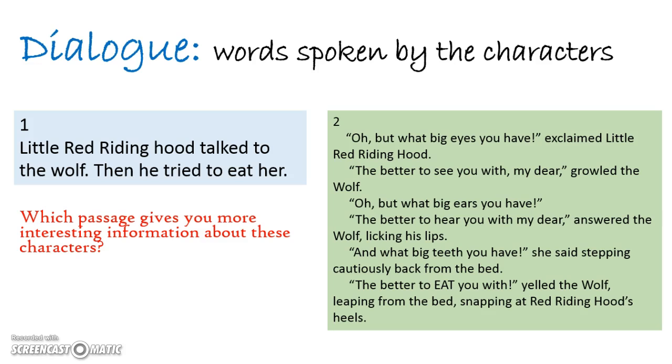Our first type of indirect characterization is the dialogue. These are the words spoken by the characters. So go ahead and read these 2 different passages and then answer the question, which passage gives you more interesting information about these characters? Did you say the second one was more interesting? Most likely. It definitely has a whole lot more detail and dialogue. You get a really good picture of the conversation that's going on between our 2 characters. Number 1 would serve as a great summary to number 2.